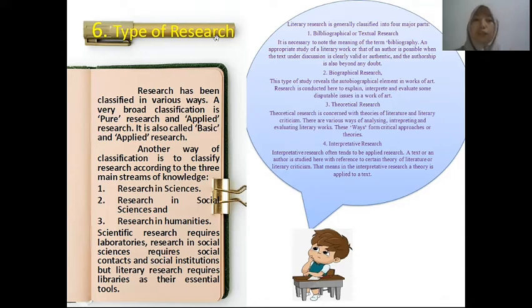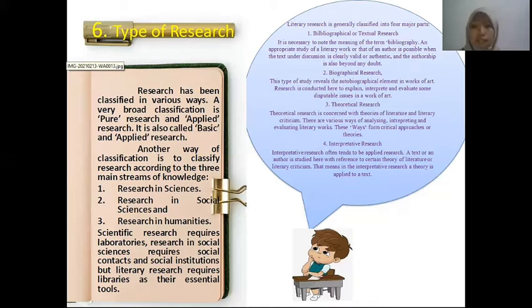I will explain about types of research. Research has been classified in various ways. A very broad classification is pure research and applied research. It is also called basic and applied research. Another way of classification is to classify research according to the three main streams of knowledge. The first is research in sciences, the second is research in social sciences, and the third is research in humanities. Scientific research requires laboratories. Research in social sciences requires social contact and social institutions, but literary research requires libraries as their essential tools. Literary research is generally classified into four major parts.